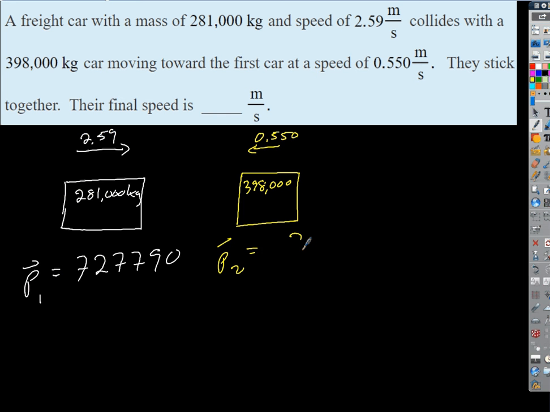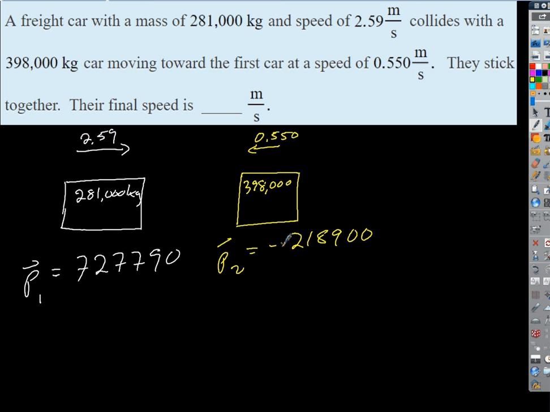21,890. Okay, but I got another 0 too. It's 218,900. That sounds about right. But what's wrong with that one? Remember, it's a vector quantity, it's gotta be negative, right? Because it's traveling in the negative direction.